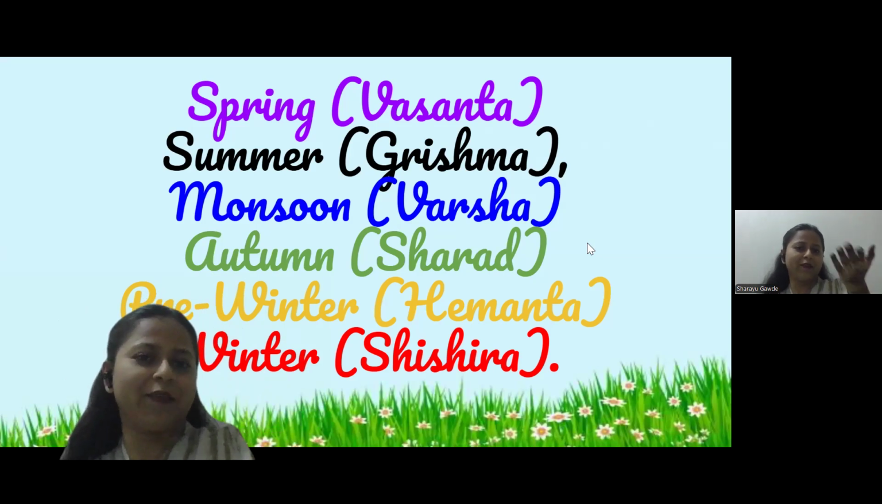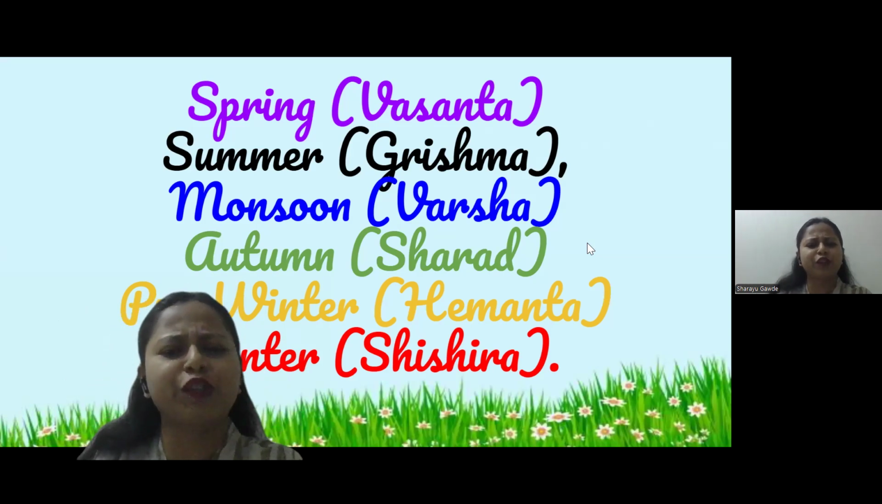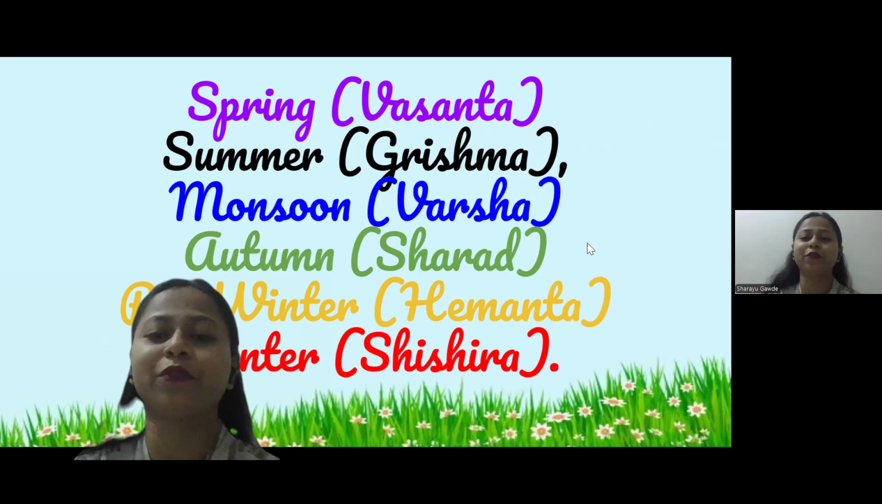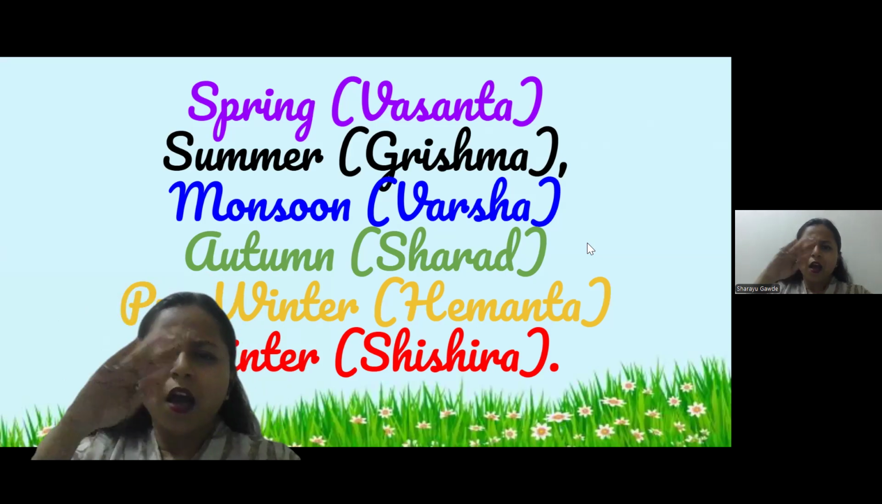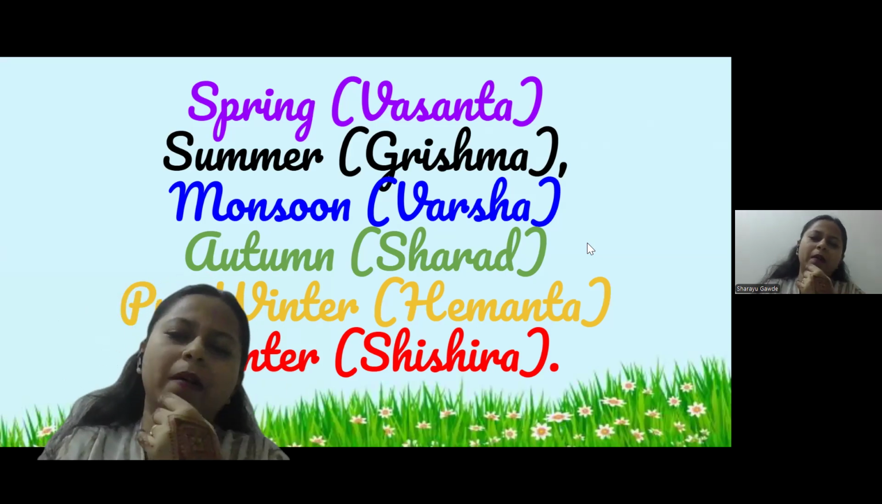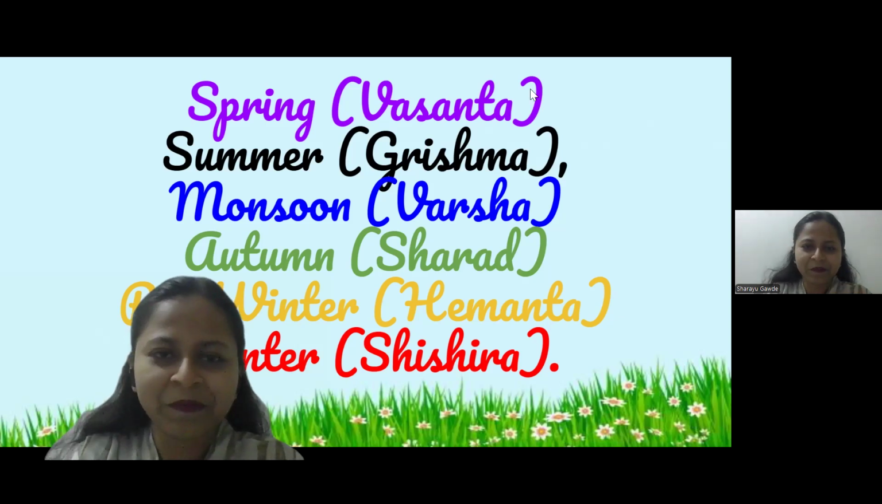So your spring is known as Vasanta, summer is known as Grishma, monsoon is known as Varsha, autumn is known as Sharad, pre-winter is known as Hemanta, and winter is known as Shishira. So here, why is Sharayu ma'am showing about all these things?